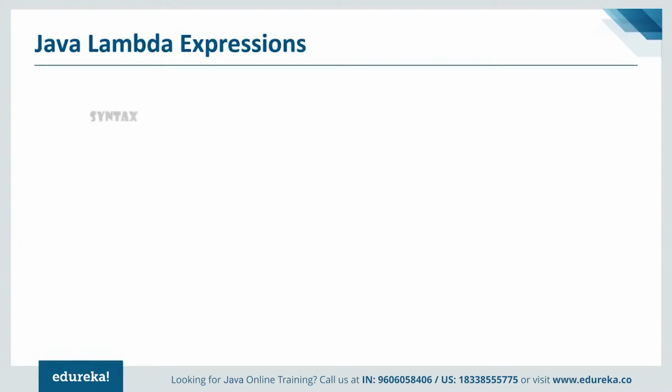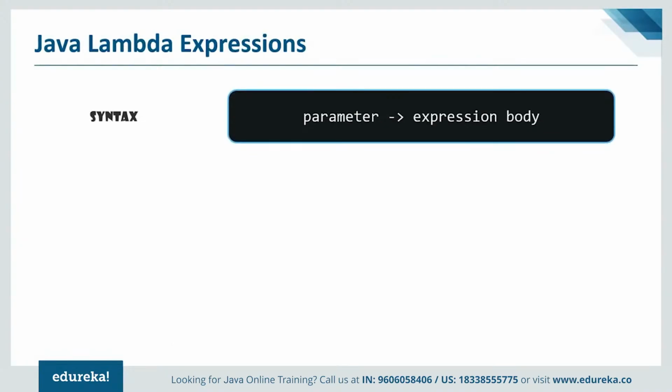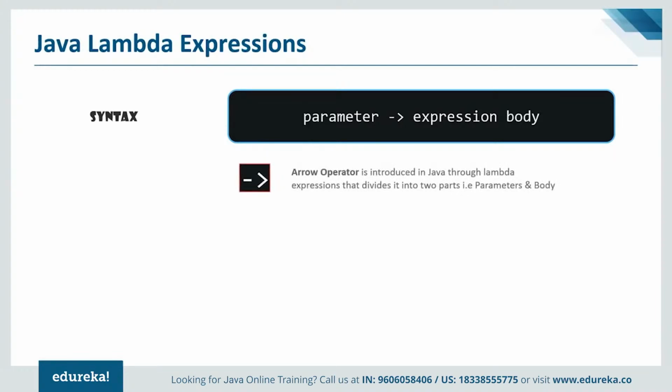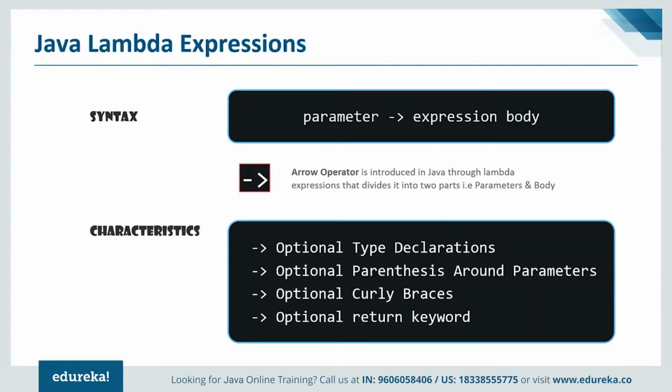So syntactically, when we are talking about lambda expressions, we have this arrow operator, right? We need to pass the parameters, write an arrow operator, and then write the body. So the arrow operator is introduced so that we can write a lambda expression. We have declarations, parentheses around parameters, curly braces, the return keyword. These are all optional, right? So if you want, you can use them with the lambda expressions.